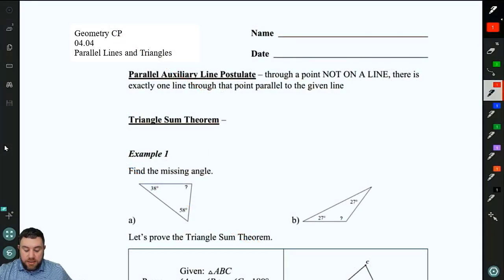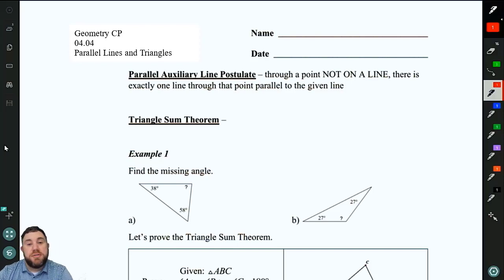Okay, in this lesson today, we're talking about parallel lines and triangles. I'll give you a brief summary before we get started. We're going to prove that the angles in a triangle add up to 180 degrees, and we need a parallel line to prove that. So that's why we're doing this now, instead of waiting until we get to triangles.